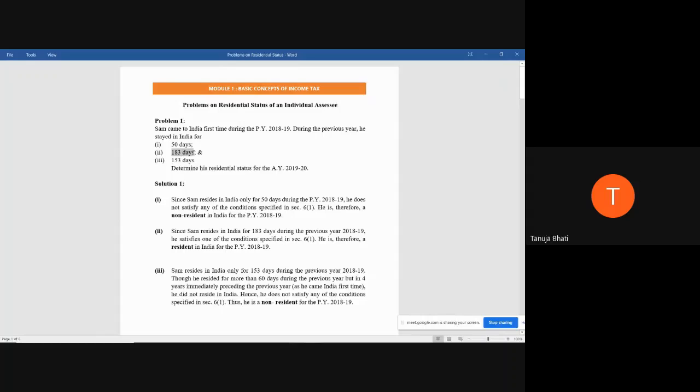Now next, 183 days. Now second situation is 183 days. Second basic condition he is not going to fulfill anyways. But first basic condition is his stay in India during the previous year should be at least 182 days or more. Now it is 183 days. So obviously it is more than 182 days. So he is satisfying one basic condition, and if he satisfies one basic condition, he is said to be resident in India. So let us see the solution.